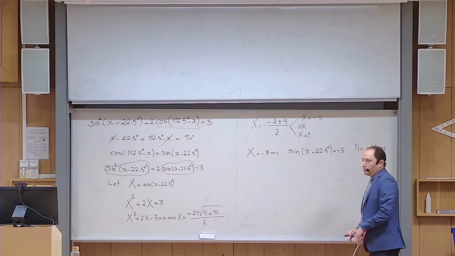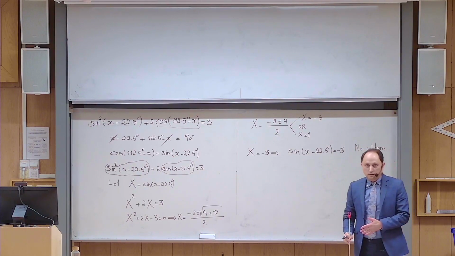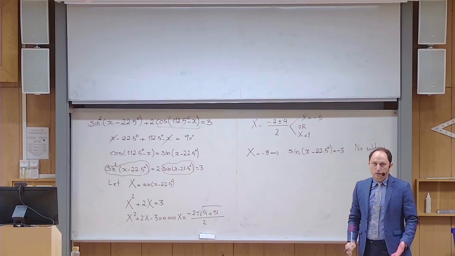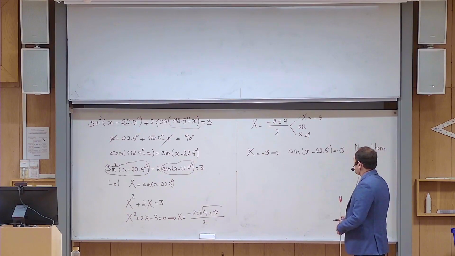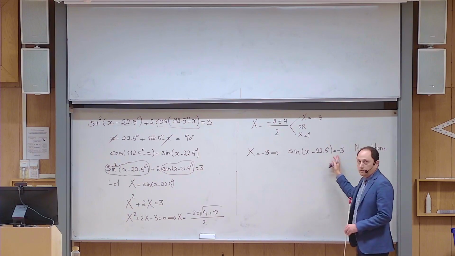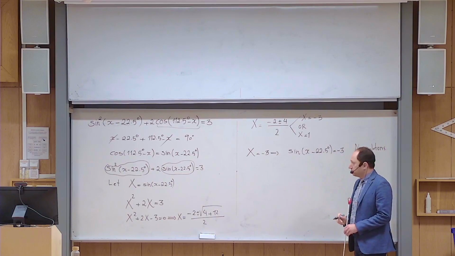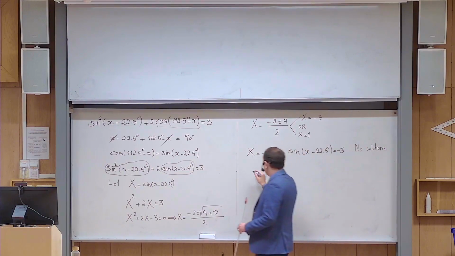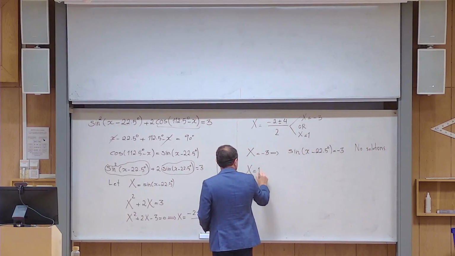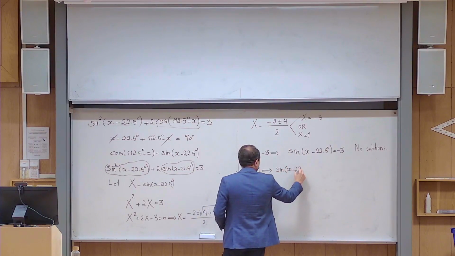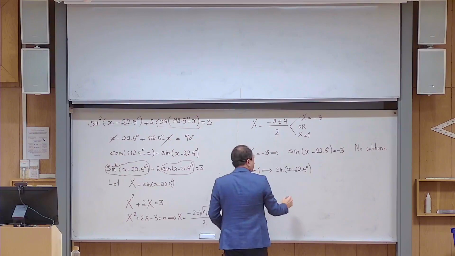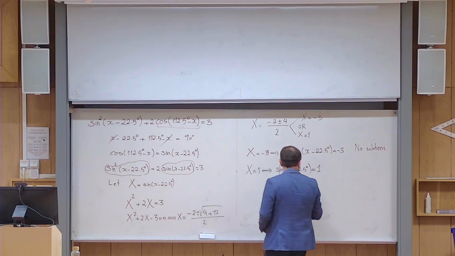Why is that? Because you know that sine of an angle is maximally 1 and minimally minus 1. Yes? So you see that this cannot happen, because this number minus 3 is below minus 1. But the other scenario is that X equals 1. So this means that sine of x minus 22.5 degrees is equal to 1.